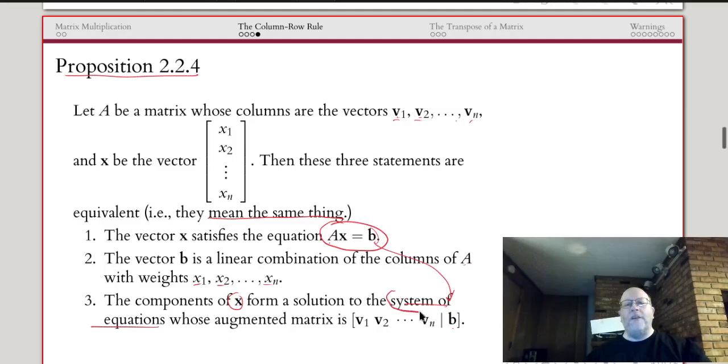One says it using the language of systems of equations. One says it using the language of linear combinations. They all mean the same thing. All right.